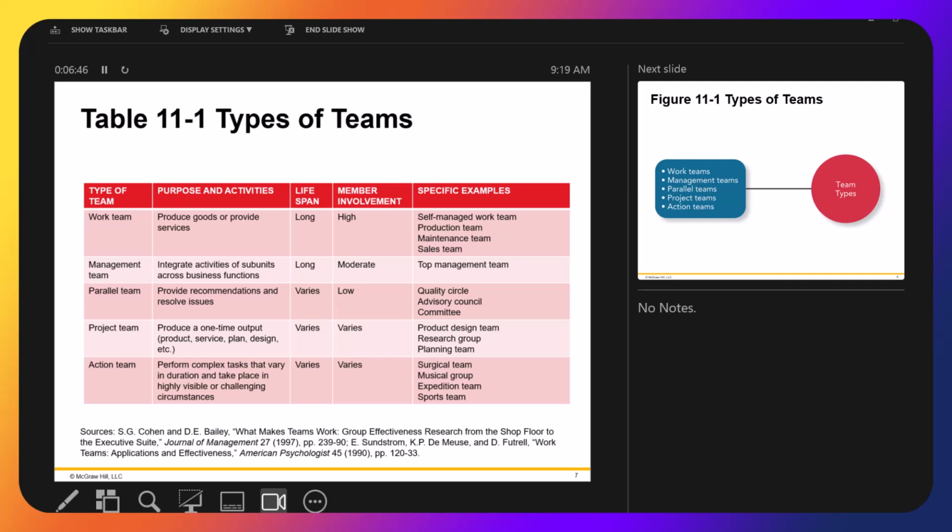Project team: produce one-time output, product, service, plan, design. Lifespan can vary, membership can vary. So when you think of project teams, examples are a product design team, research group, planning team. So when you look at them, they come in and they have a project they're working on. So let me give you an example.